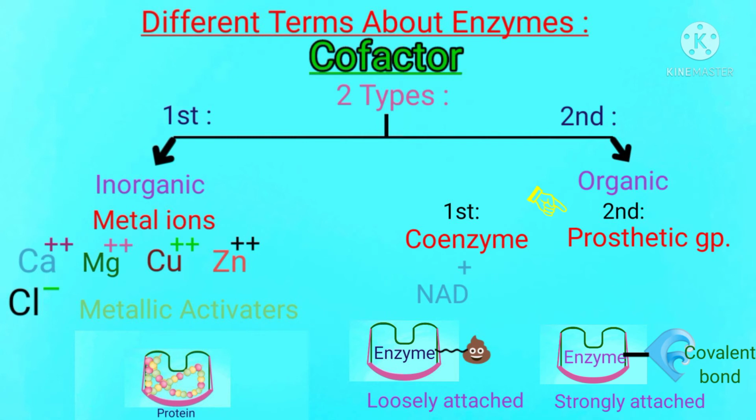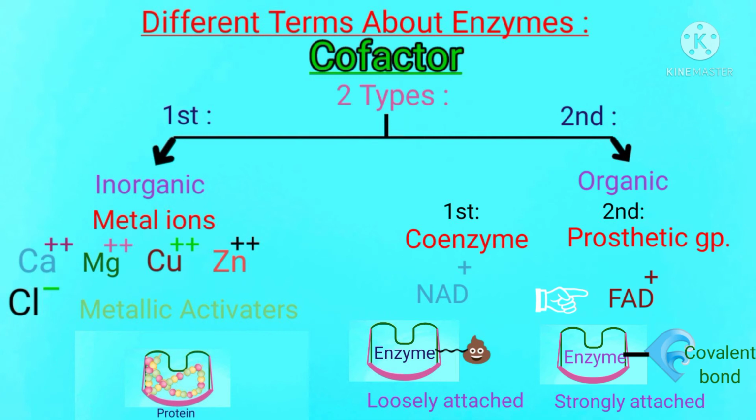Its example is FAD, flavin adenine dinucleotide. FAD is also derived from a vitamin. So students, the covalently bonded non-protein part of an enzyme, which is also an organic molecule, is known as a prosthetic group, whose example is FAD, which is also derived from a vitamin.